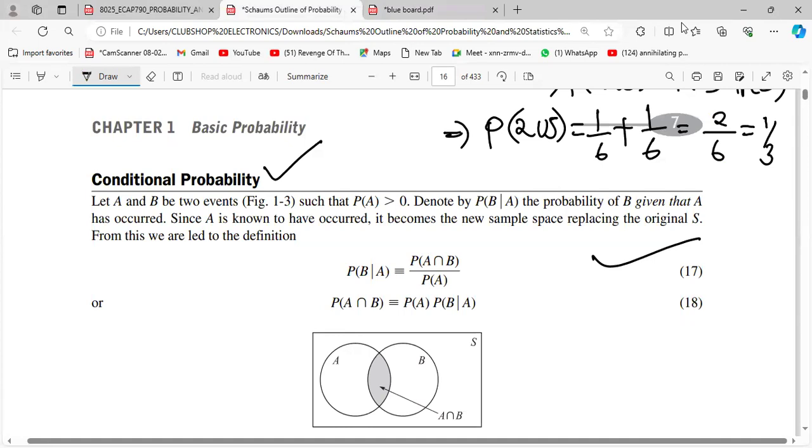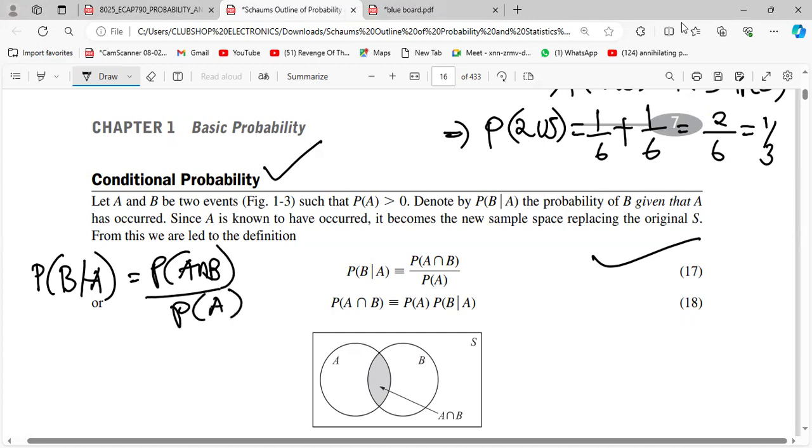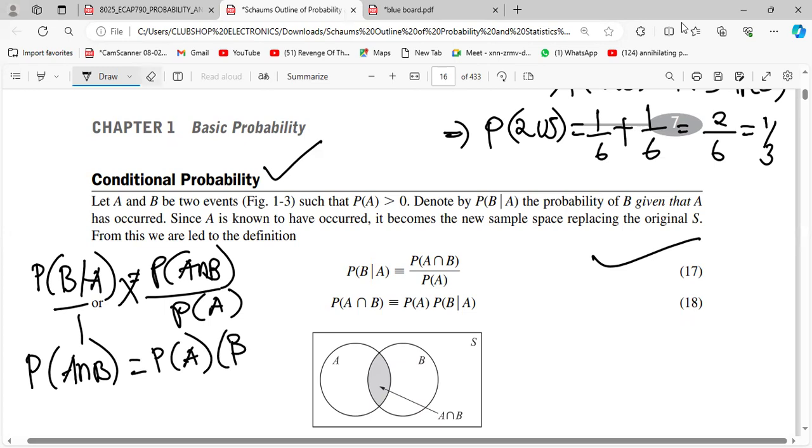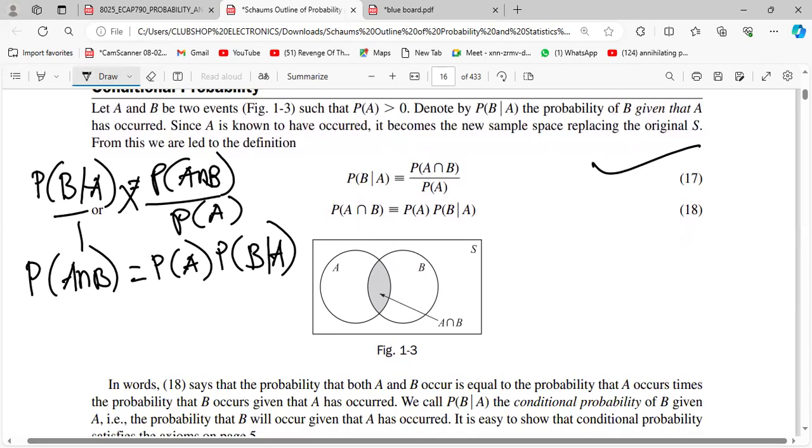So if you work things out, the probability of B given that A has occurred is the probability of A intersection B divided by the probability of A. If you cross-multiply, we have the probability of A intersection B equal to the probability of A times the conditional probability of B given that A has taken place. Okay, this is what we have.